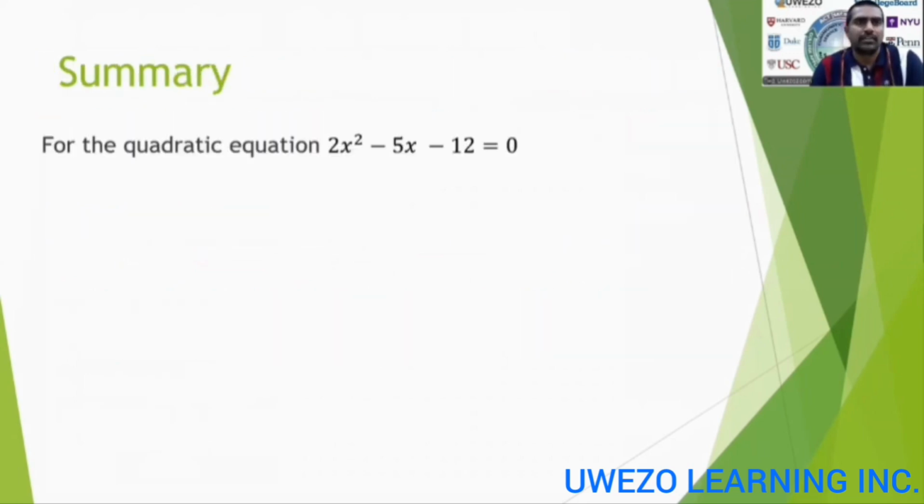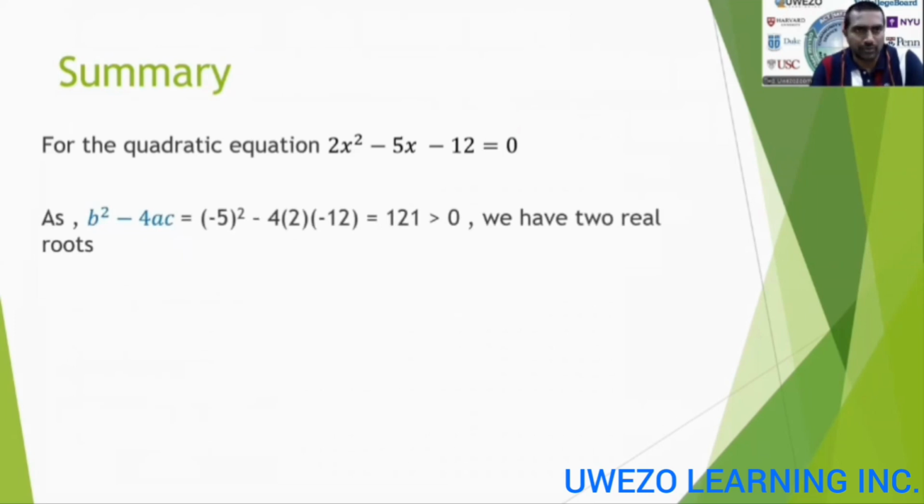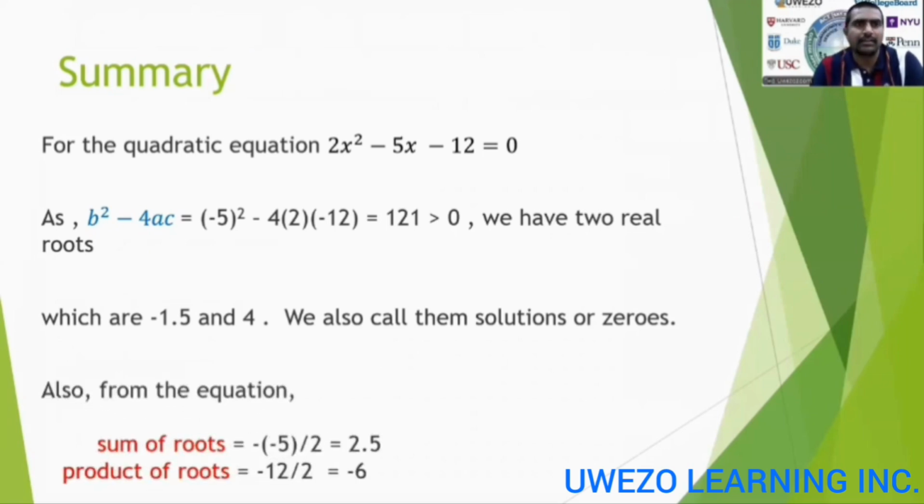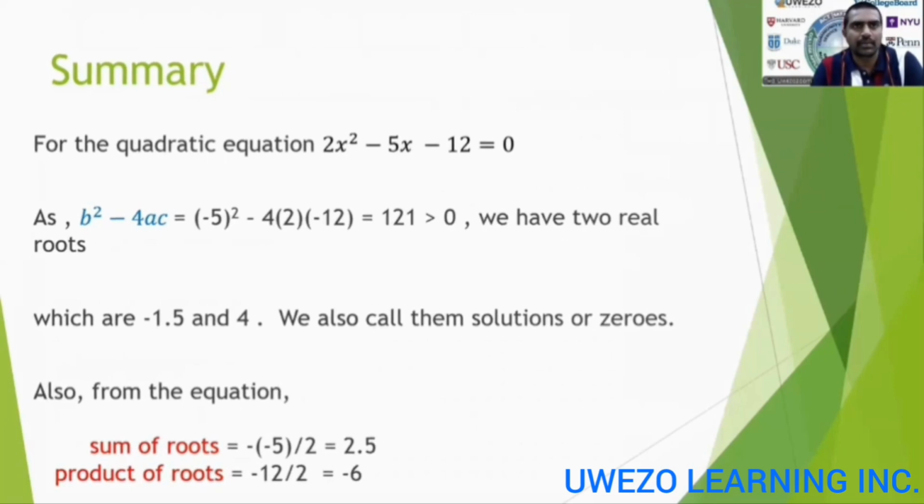So if a quadratic equation is given to you, we could calculate the nature of the roots by checking the value of b² - 4ac. Also, we can find the roots using Desmos. And the roots, we also call them solutions or zeros. And finally, the sum of the roots and the product of the roots.